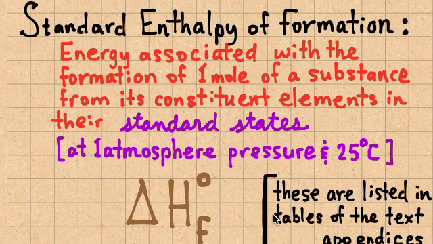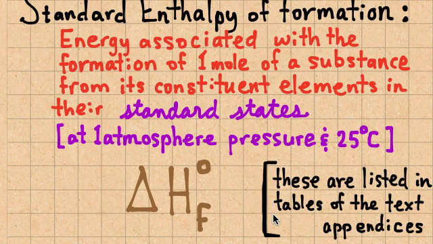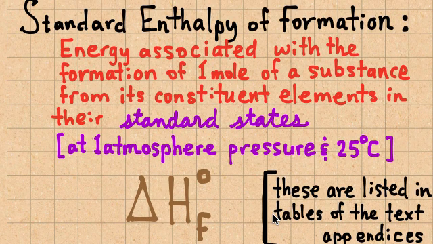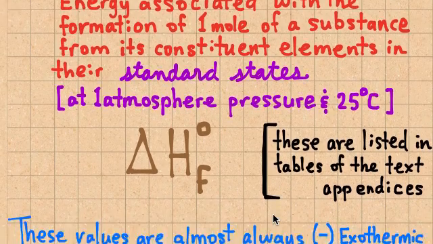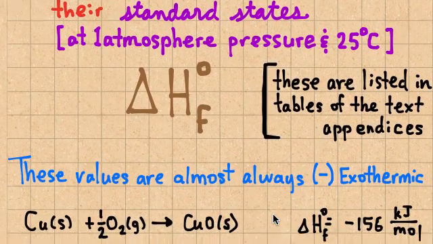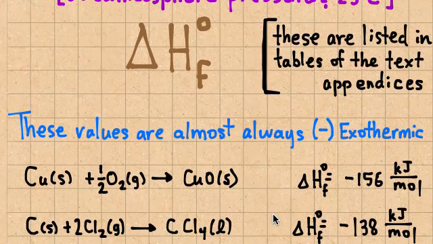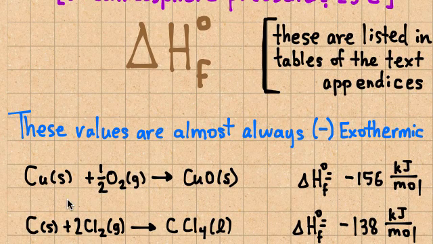If I was going to form a compound from its particular elements, then I might ask the question, how much heat is associated with that? Compounds are usually more stable than the elements they come from, although not always. These delta H values, standard enthalpies of formation, are almost always negative, almost always exothermic. So if I were going to make some copper oxide from copper and oxygen, I would release 156 kilojoules per mole. So if I form 1 mole of this from 1 mole of this and half a mole of O2 gas, it gives off heat.